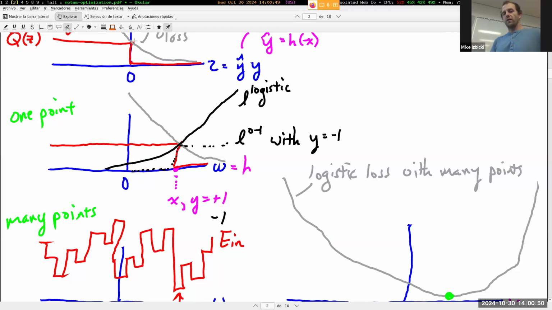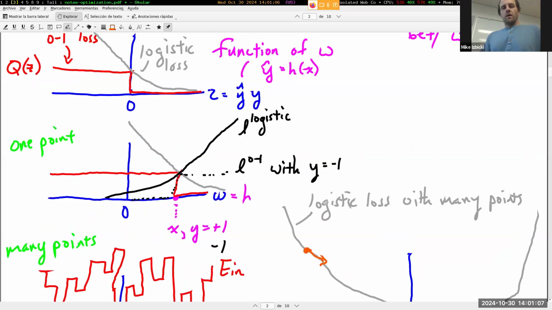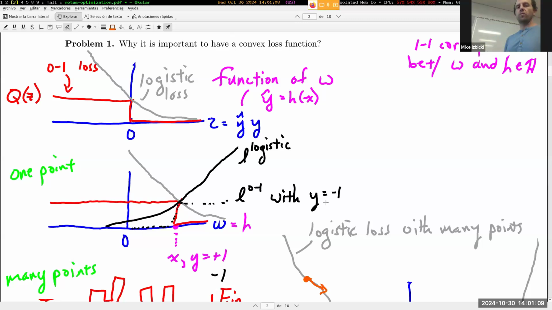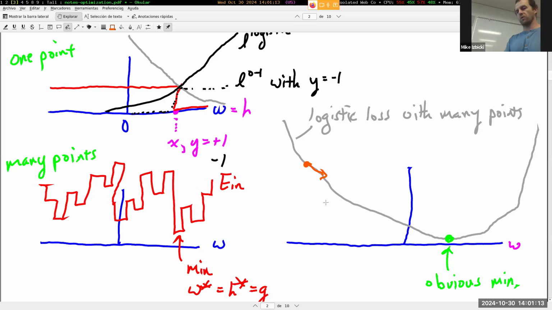The big picture takeaway here, though, is that the logistic loss, the final thing over here, has a nice, pretty shape and looks easy to optimize, in that whatever W you're at, there's an obvious direction to go in order to get towards the minimum. So that is why it is important to have convex functions: there's an obvious direction to go in order to get towards the minimum.